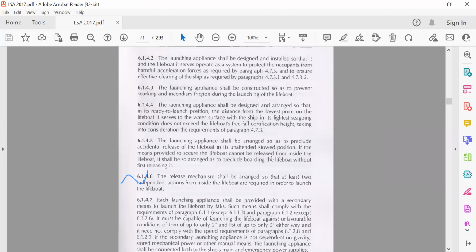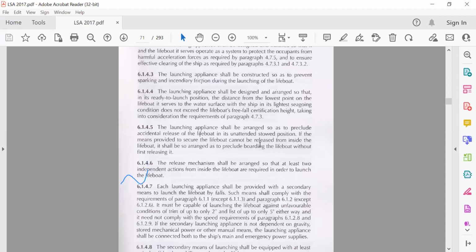And accidents don't just happen. It's when we don't follow due process or what we are supposed to. That's why you see we have accidents all around. And then the next one is talking about how launching appliances shall be constructed so as to prevent sparking and incidental friction during the launching. Again, this is referring back to the construction. There's a requirement for what should be constructed.